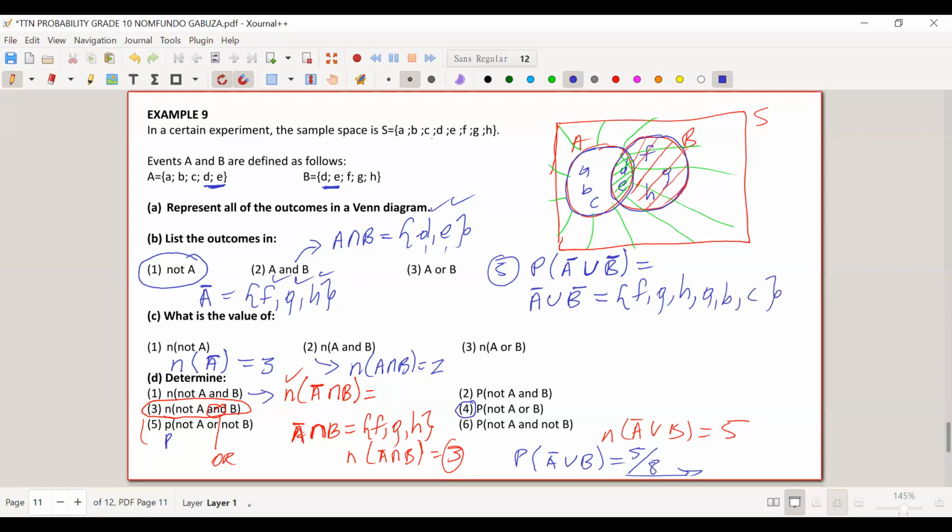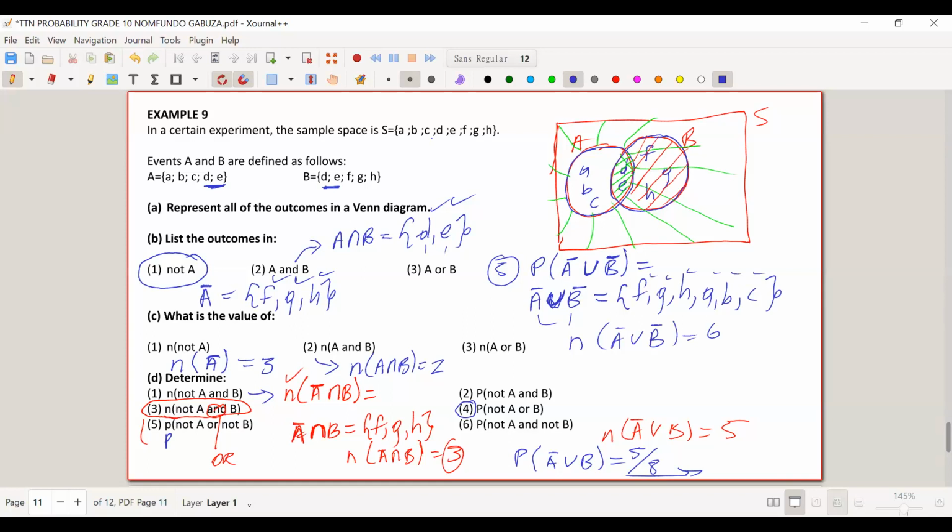So remember this is a union. So we are including everything. We are including what's not in A. We are including what's not in B. So which means the size of what's not in A, union, what's not in B, is going to be 1, 2, 3, 4, 5, 6, which means the size is going to be 6, right?